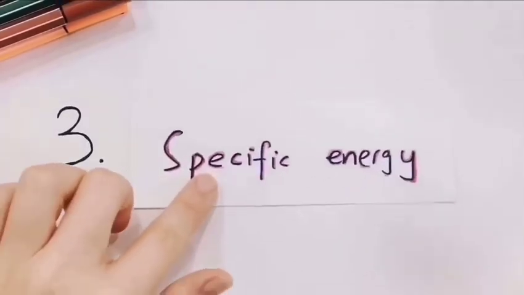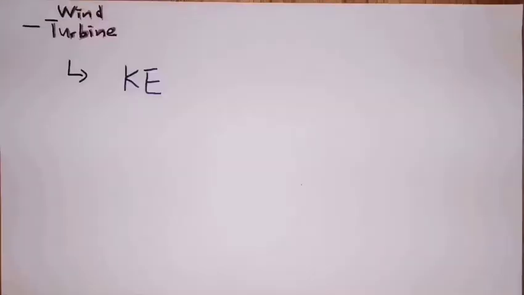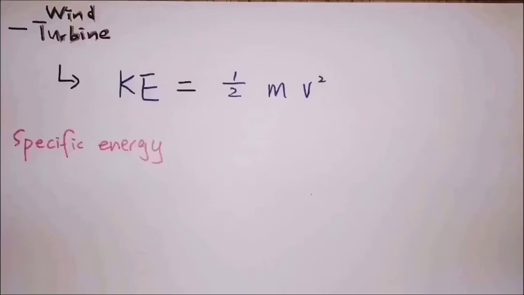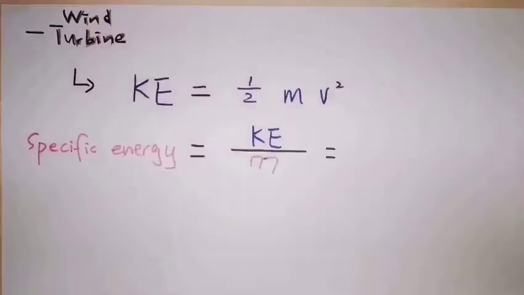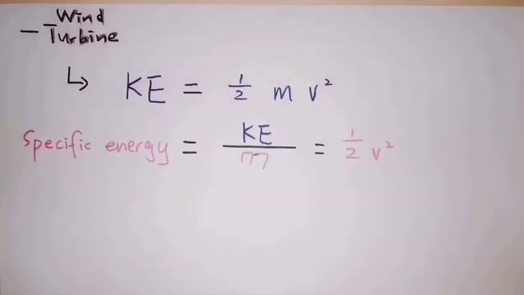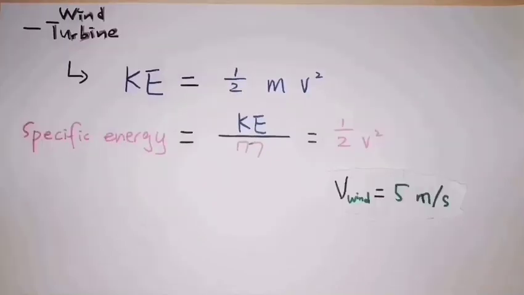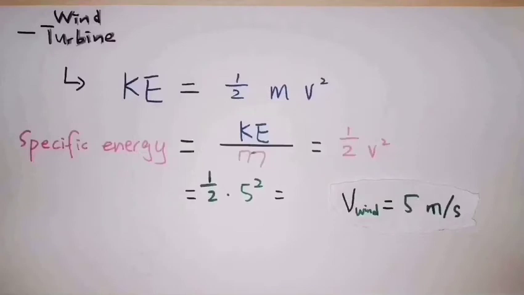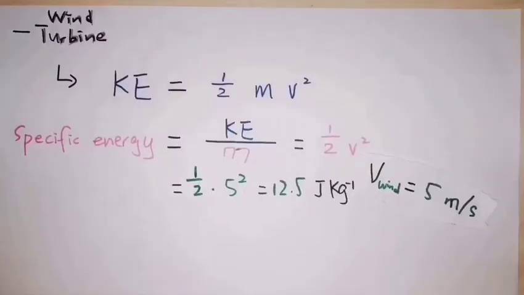3. Specific energy of wind. For wind turbines, KE has this equation, and therefore specific energy equals energy divided by mass, so it has this equation. Let's assume that wind velocity is equal to 5, so therefore the specific energy of the wind turbine is 12.5.